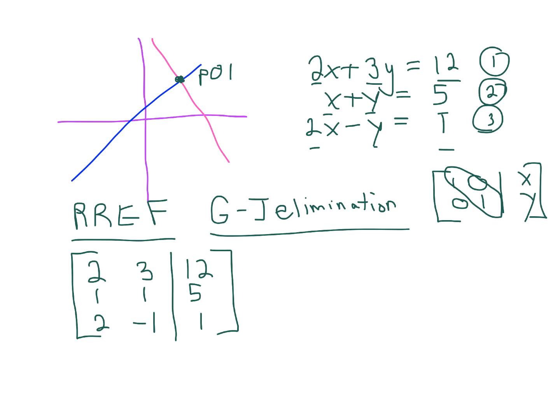And the way that we get there is we just do operations on the rows, not the columns, just the rows, to try to sort of knock out the numbers in the different places so that we only have zeros and ones left over. So, for instance, if I take row 1 and I just subtract the numbers from row 2, then I would have 2 minus 1 is 1, 3 minus 1 is 2, and 12 minus 5 is 7.